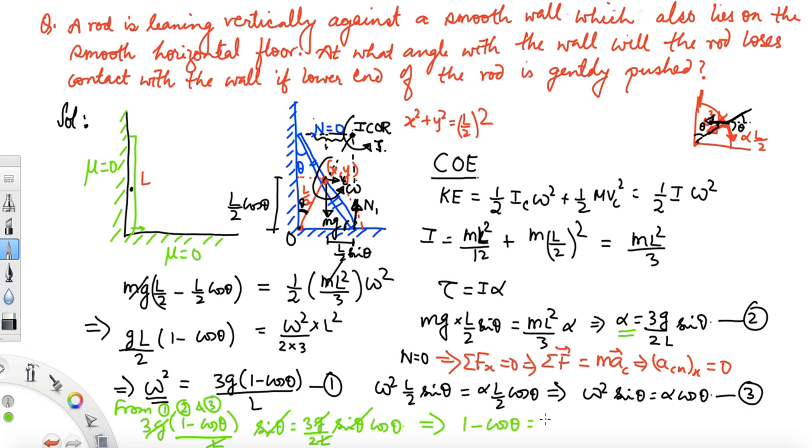is equal to 1 by 2 cos theta, and finally we have cos theta times 1 plus 1 by 2, which is 3 by 2, is equal to 1, and we have cos theta is equal to 2 over 3, so theta is equal to cos inverse of 2 over 3. This is the final answer.